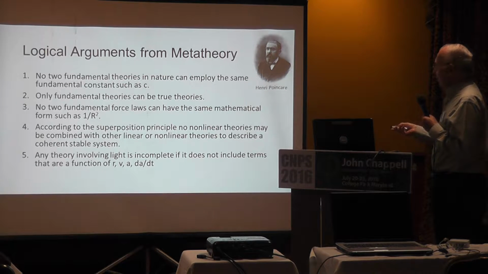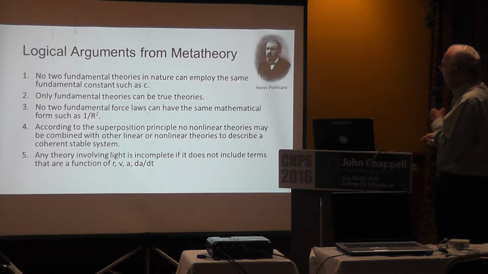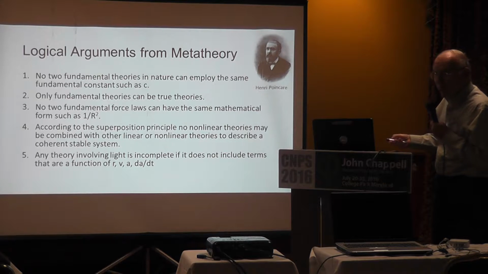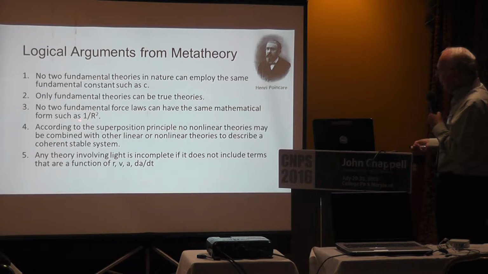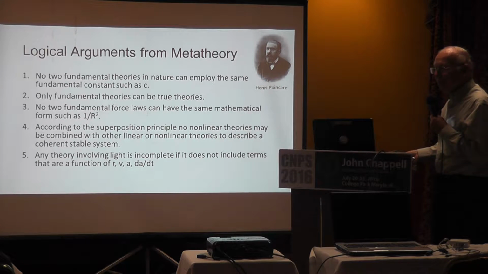Poincaré believed there was absolute truth, and one of the first postulates he did was no two fundamental theories in nature can employ the same fundamental constant, such as c, the velocity of light. Only fundamental theories can be true theories. No two fundamental force laws can have the same mathematical form, such as 1 over r squared, because they're not both fundamental. And according to the superposition principle, no nonlinear theories may be combined with other linear or nonlinear theories to describe a coherent, stable system, such as an elementary particle, an atom, a nucleus, a molecule, etc.